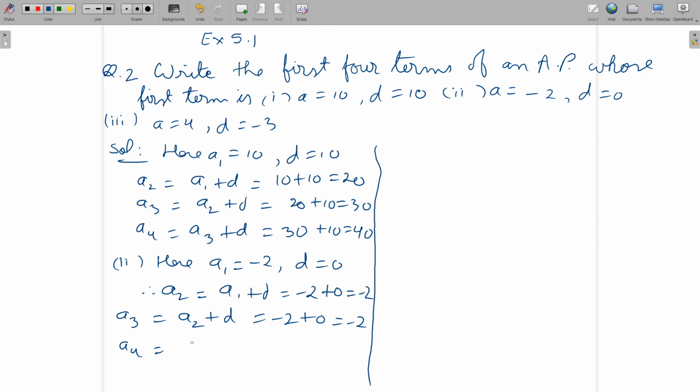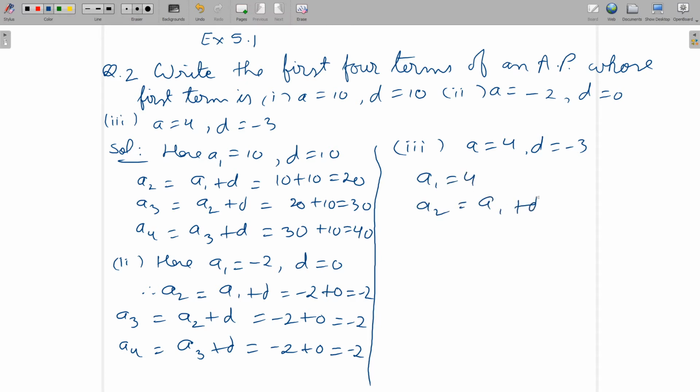Similarly, you can get A4. A4 is again the third term plus D. So A3 plus D. What is the third term? The third term is minus 2. So minus 2 plus 0, that is minus 2. So these are the first four terms. Similarly, the third part we are having here, A equal to 4, D equal to minus 3. So here also A1 equals 4, A2 is A1 plus D, that is 4 plus minus 3, which is 1.